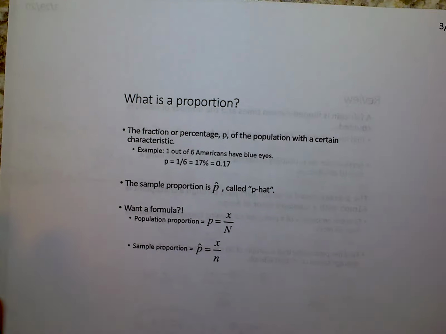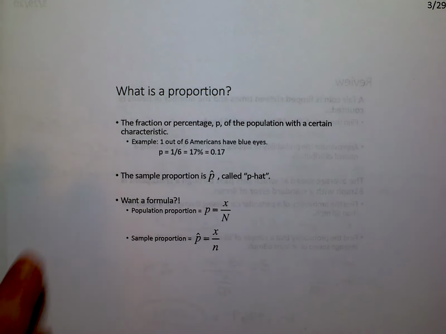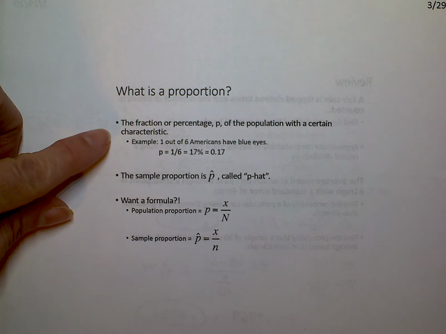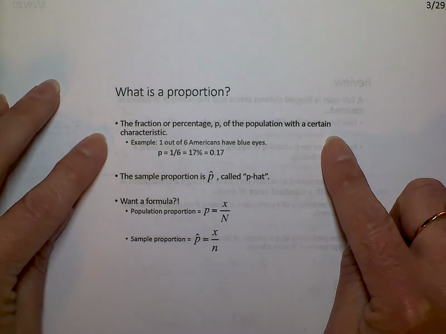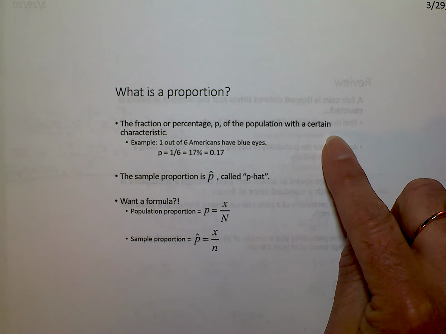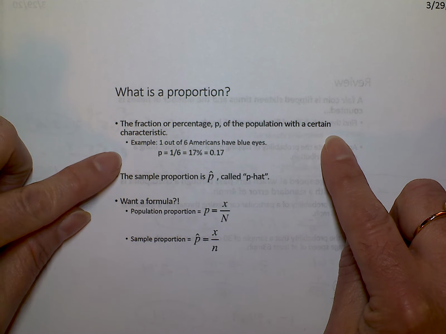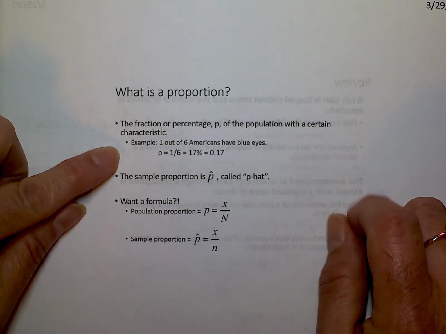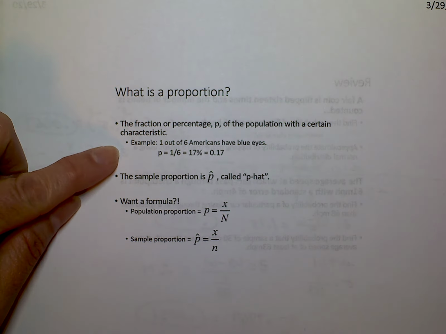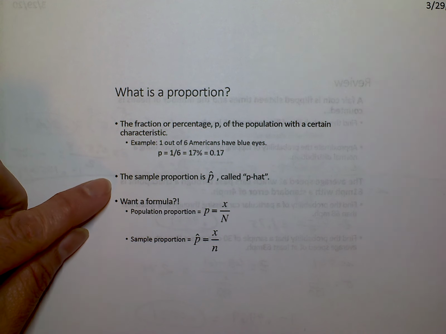First of all, let's talk through proportion again. Remember that it is just a fraction or percentage. Remember that it is P. P is the proportion. So, for example, 1 out of 6 Americans have blue eyes. This is on the rise, by the way. And so 1 out of 6, or 17%, or 0.17, all of those could be used for P. Now, when we're doing computation, it needs to be a fraction or a decimal. Don't compute with percentages.